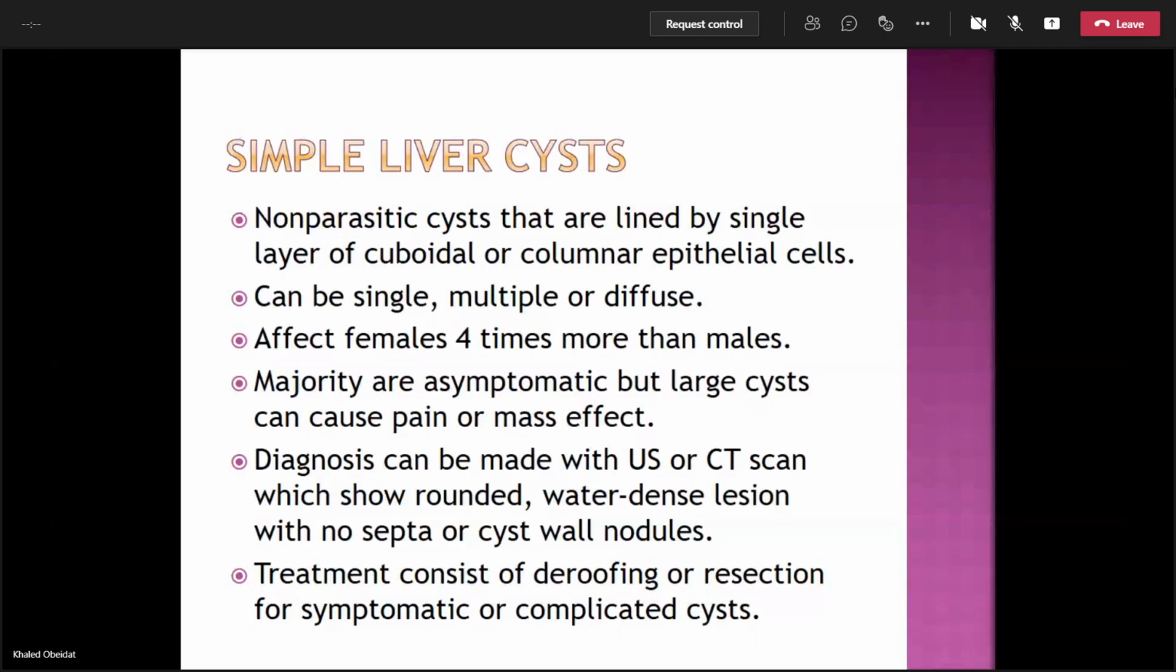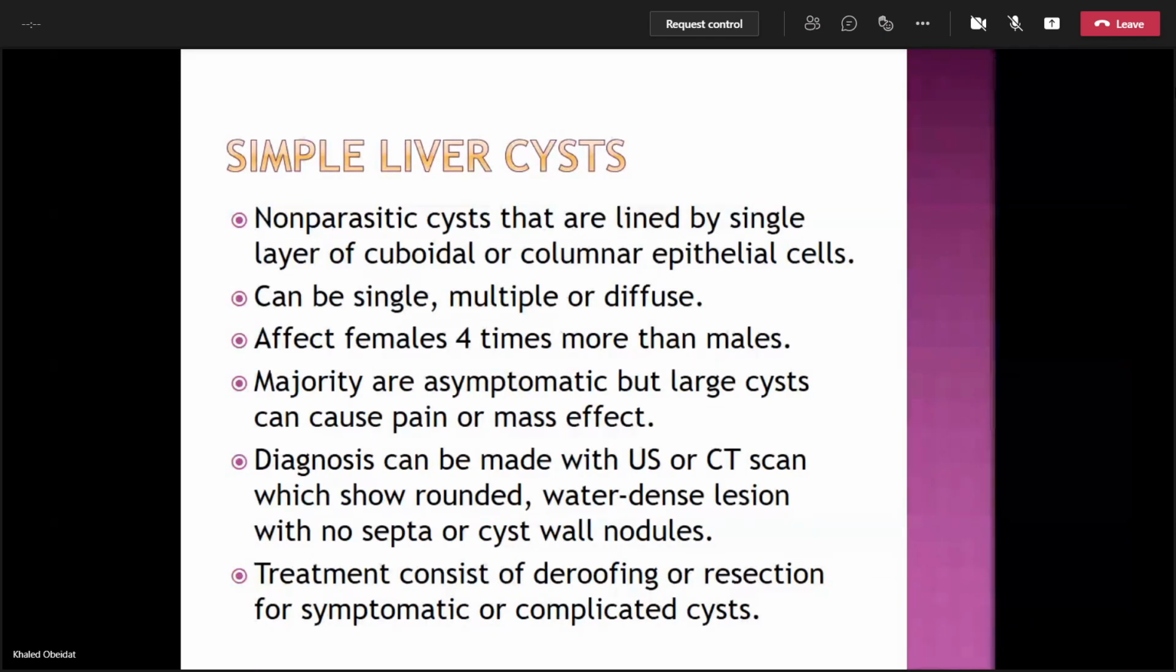Another benign liver lesion is the simple liver cyst. When we talk about hydatid cyst, we talk about a parasitic cyst; this is a simple non-parasitic cyst. When we say simple, we mean that they are lined by a single layer of either cuboidal or columnar epithelial cells. They can be multiple. Also, they are more common in females than males. Most of the time they are discovered incidentally by imaging for something else.